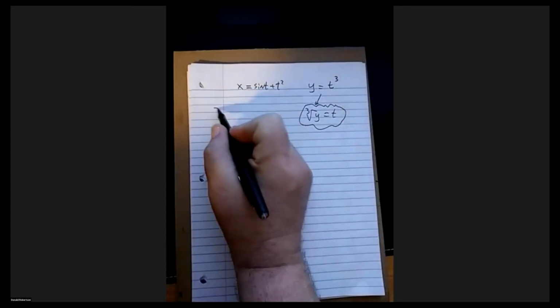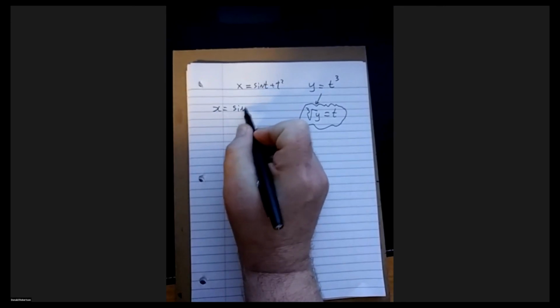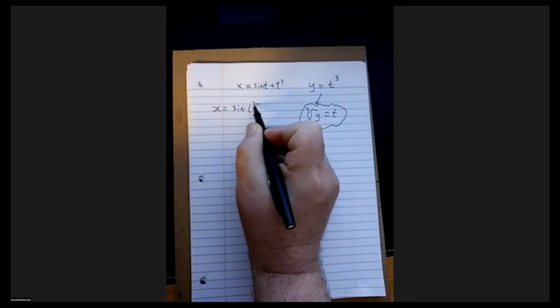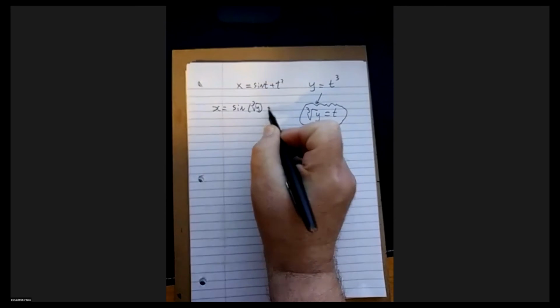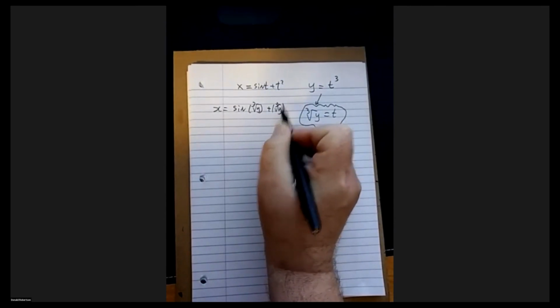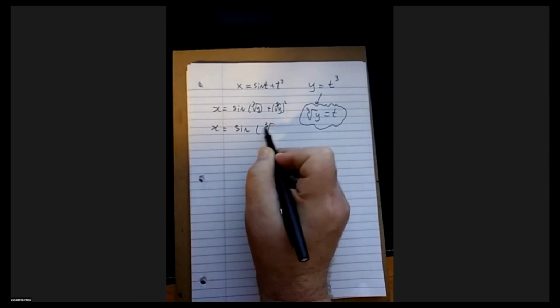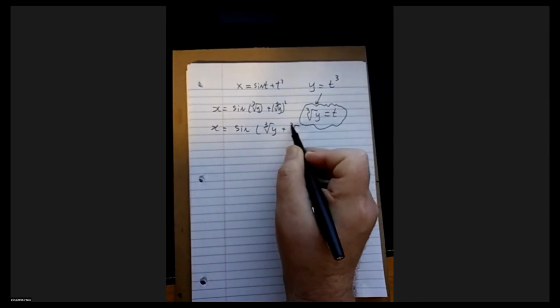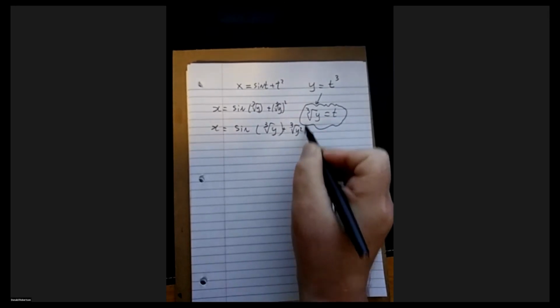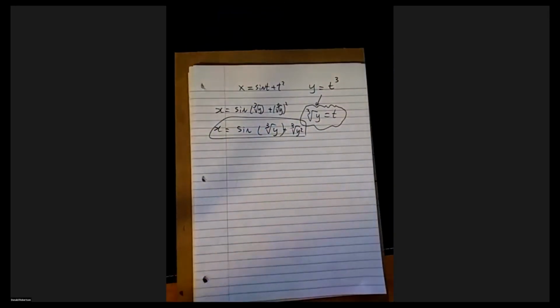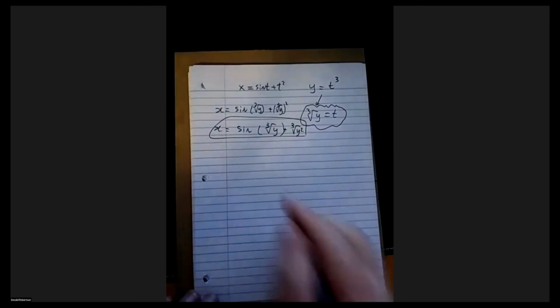So the x is going to be the sine of the cube root of y plus the cube root of y squared. And there's not too much I need to do to make this look pretty. That's probably as good as it needs to get. So far, so good.